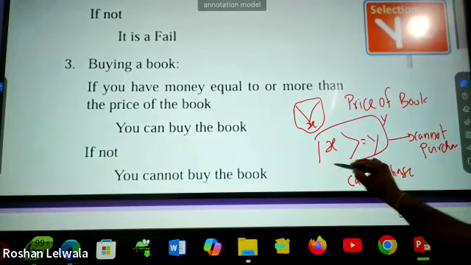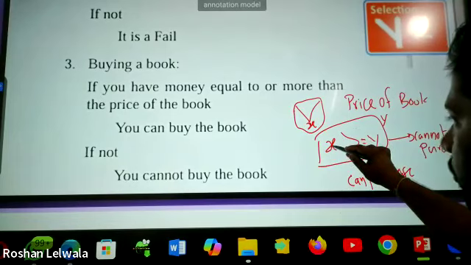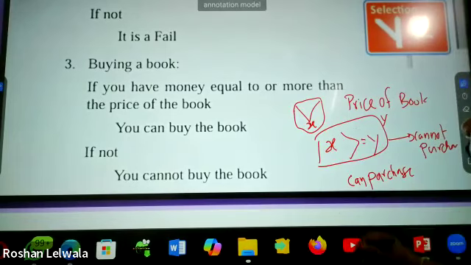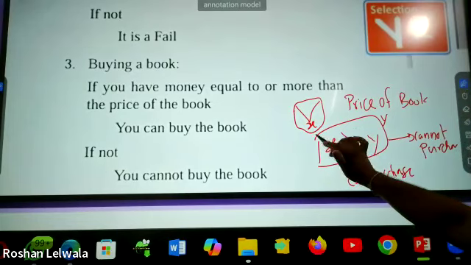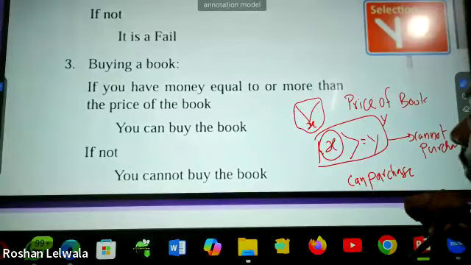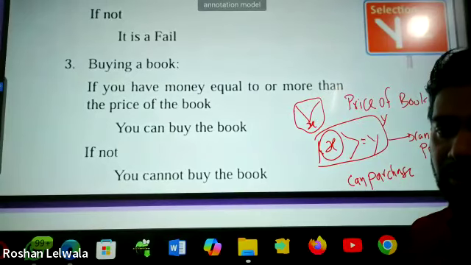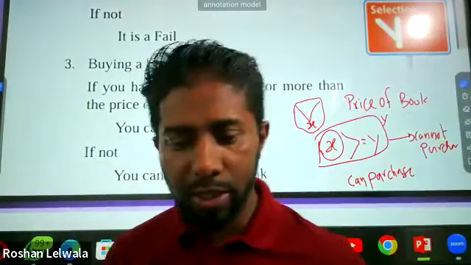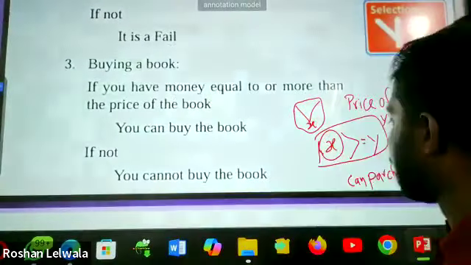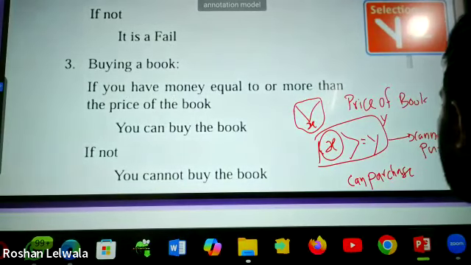This is our amount that we have, the amount with us, and this is the price of the book. It must be equal to or greater than that. Okay. That is the thing. Remember equal. Then we can purchase, or else we cannot purchase.